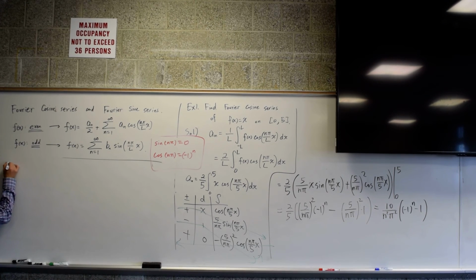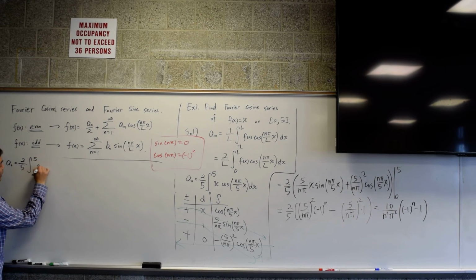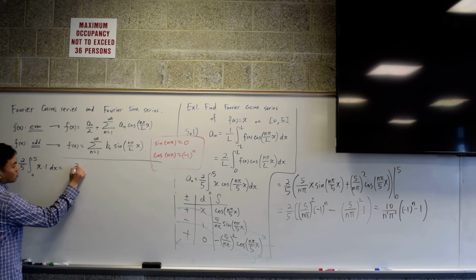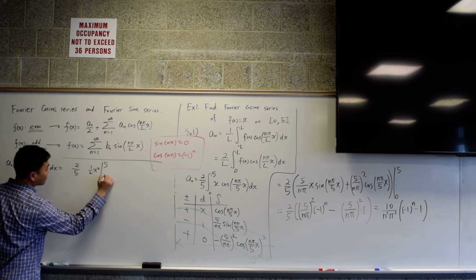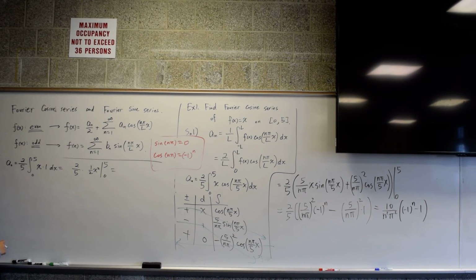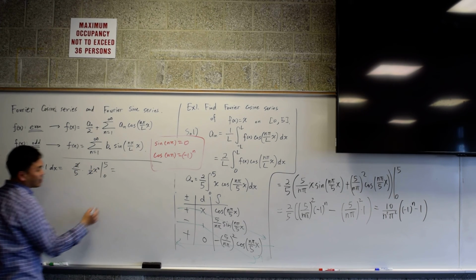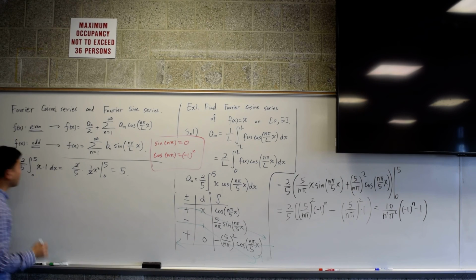So for a0, you will be doing 2 over 5, integral from 0 to 5 of x times 1, because cosine of 0 is 1. And when you integrate this, this is 2 over 5 times 1 half x squared, from 5 to 0, and you end up with 2 and 2 cancel, 5 squared is 25, 25 divided by 5 is 5. So that's your a0. Okay?